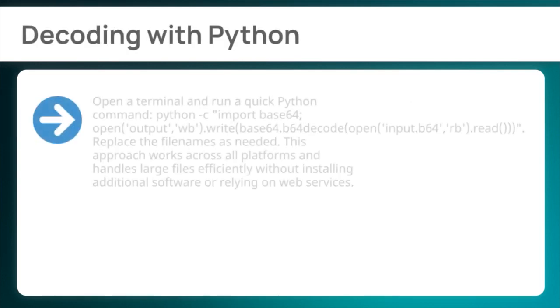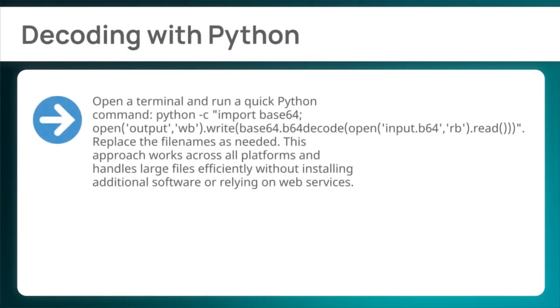Finally, decoding with Python. Open a terminal and run a quick Python command: python -c "import base64; open('output','wb').write(base64.b64decode(open('input.b64','rb').read()))". Replace the file names as needed. This approach works across all platforms and handles large files efficiently without installing additional software or relying on web services.